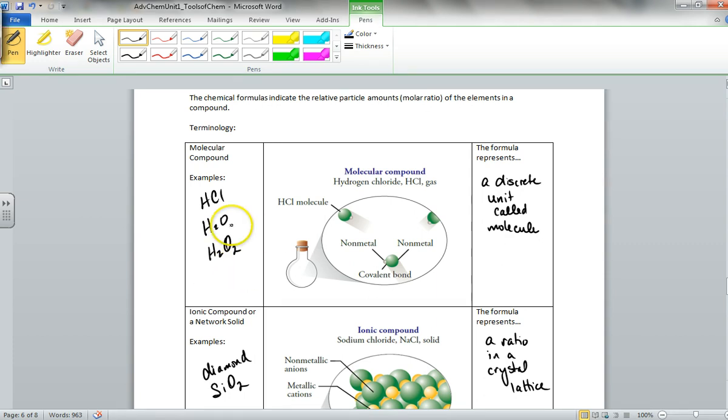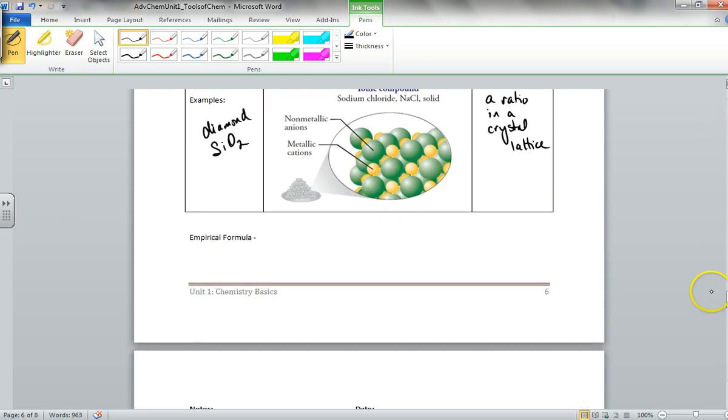Now, this shows exactly what's in there. You can talk about a simplest ratio, however, and that is our empirical formula. So whatever formula we're talking about, whether it is a molecular substance or an ionic substance, when you express it as the simplest ratio, that is the empirical formula.